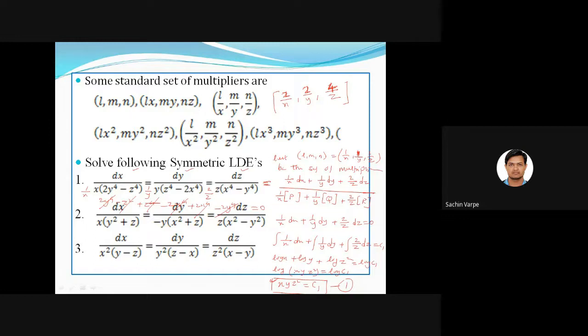So can you think about the second set of multipliers? Can you tell me what should be the second set of multipliers?